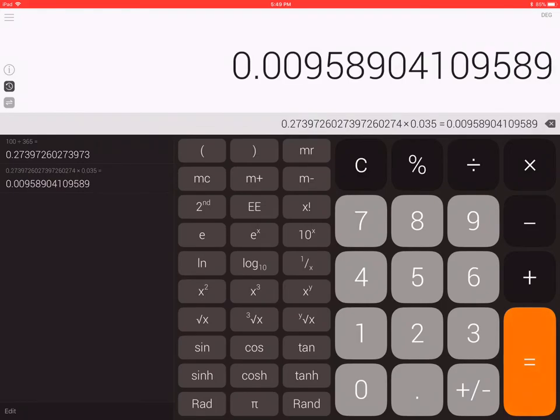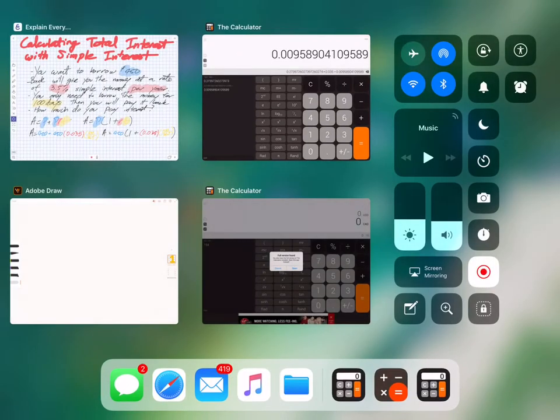So that number is going to be important to us. Well, in one of the instances we were adding it to 1. Actually, I'm going to write it down. 0.0096, okay?